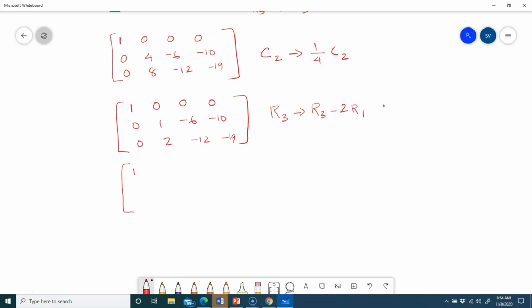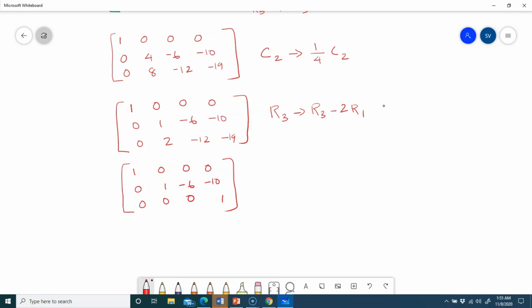It is 1 0 0 0. We are already done with the first row. We need to work on the second row. So this will be 0 1 negative 6 negative 10. We worked on row 3, so changes will come on row 3 only. So this will be 0 0 0 and 1. Actually at this point itself we can predict the answer, but now we need to continue a little bit more.